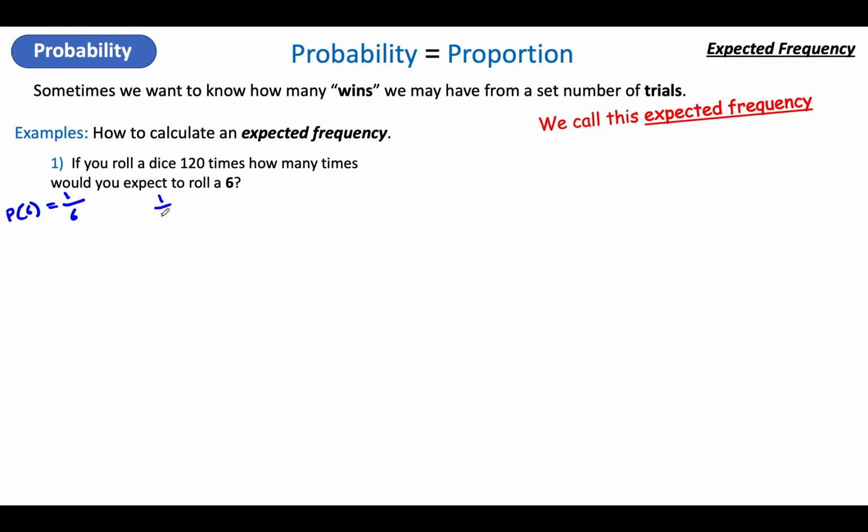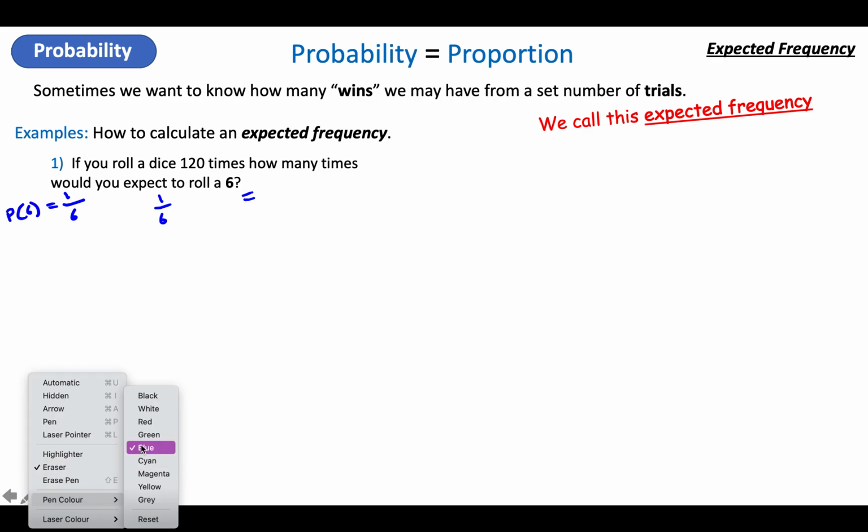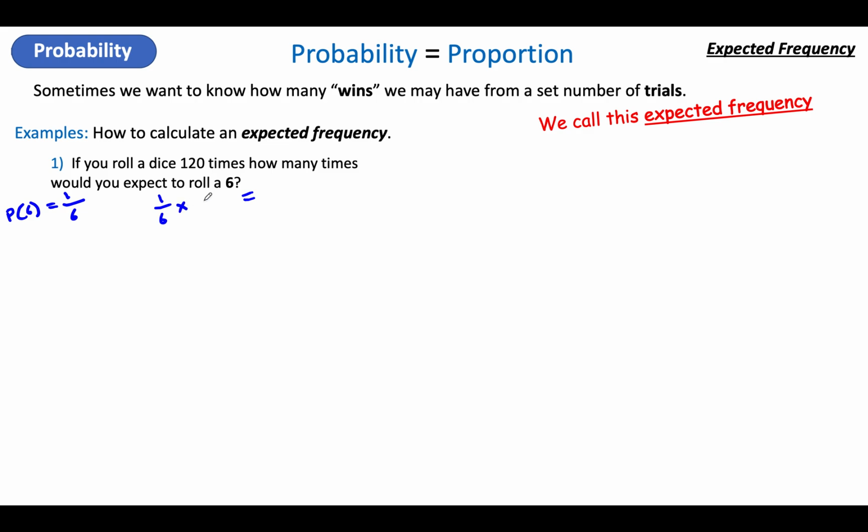So I would expect 1/6 of 200 to be my wins. Sorry, let's say it again. My win is to get a 6. I'd expect 1/6 of my rolls to be a 6. Now I don't know why I've written 200 there, because it said 120, didn't it? So not only am I going to change the number to the correct amount, but I'm also going to change my "of" to a times, because in maths, of means times. So I want 1/6 of 120, and you can use a calculator for this.